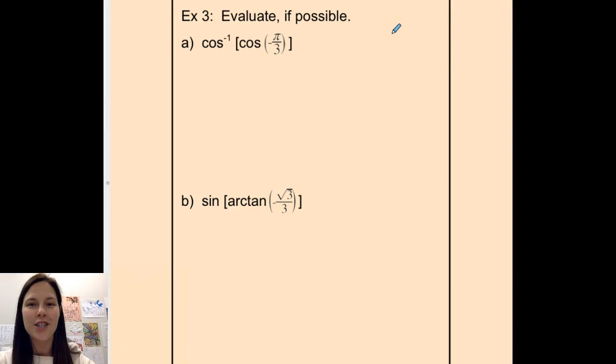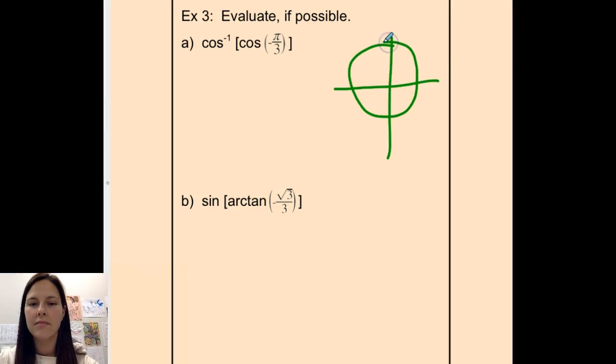Another one that looks like it should be straightforward, cosine inverse of the cosine function. They should just cancel each other out. But we have to make sure that that input value is in the range of the inverse function. Negative pi over 3 is in the fourth quadrant. Cosine is positive in the fourth quadrant.